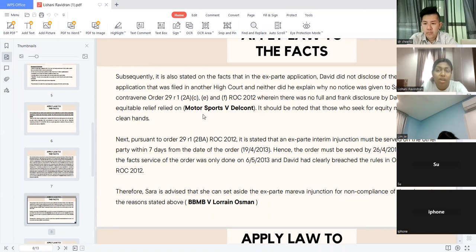It should be noted that those who seek equity must come with clean hands. If you don't want to use this maxim, don't use it. I just add on. They won't even give me extra marks for this. Okay, I just add on only.